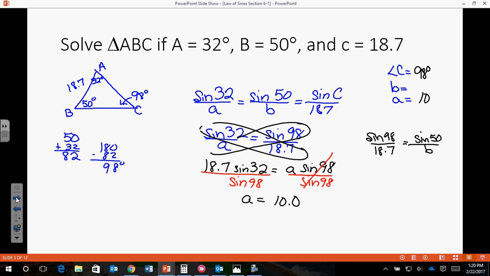Okay, so now we cross multiply, right? B times the sine of 98 is equal to 18.7 times the sine of 50. So what do we do to get B by itself? Divide by the sine of 98, right? And when you plug that into the calculator, what do you get? 14.5.